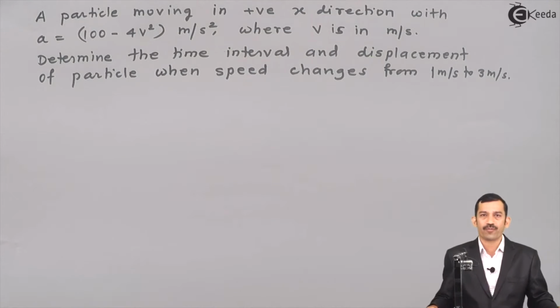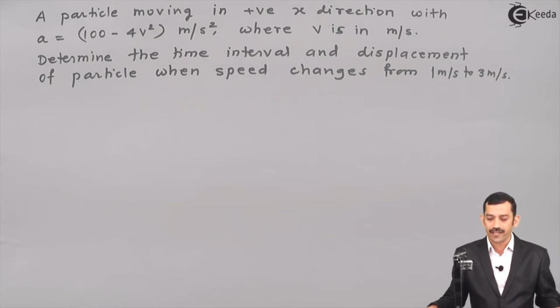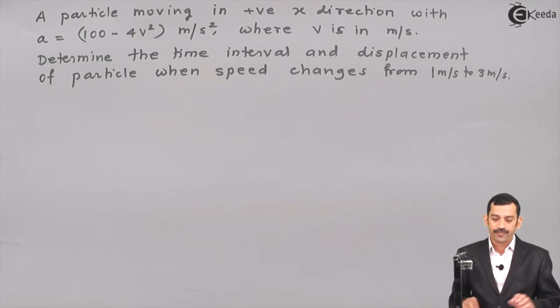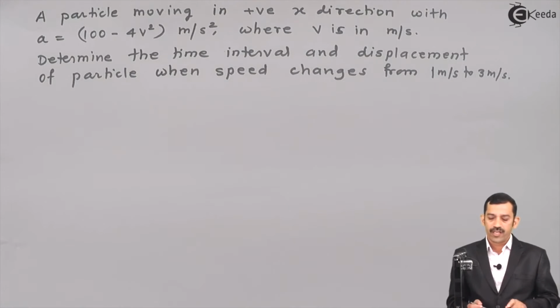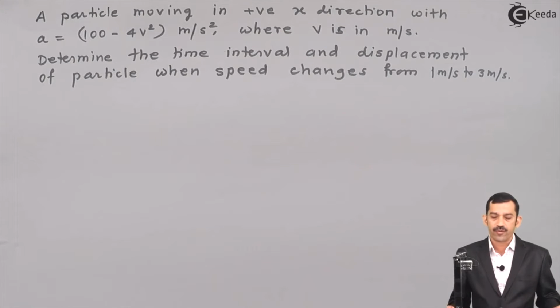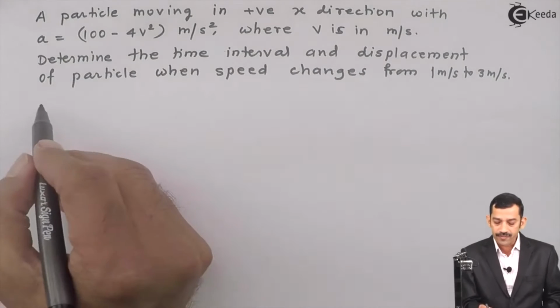Hi friends, we'll solve a problem on variable acceleration. Just see what is given in the problem. A particle moving in positive x direction with a equal to 100 minus 4v square meters per second square, where v is in meters per second. Determine the time interval and displacement of the particle when speed changes from 1 meter per second to 3 meter per second. See what is given.